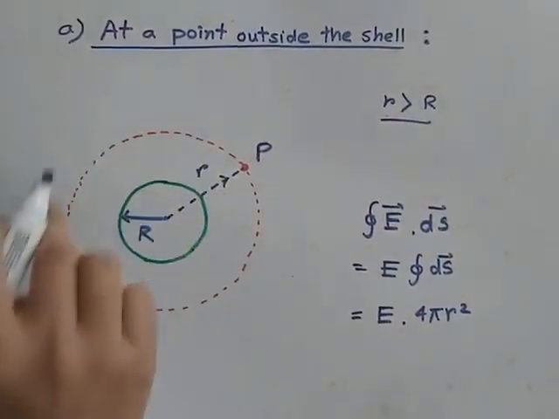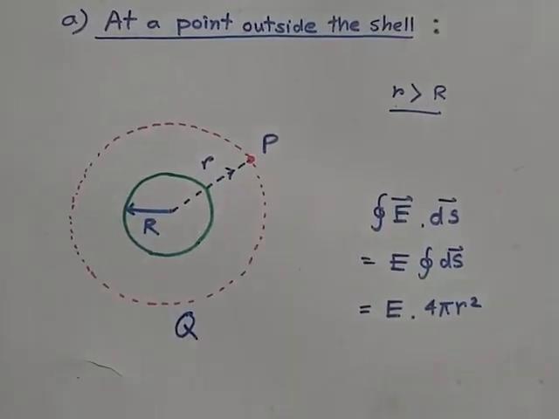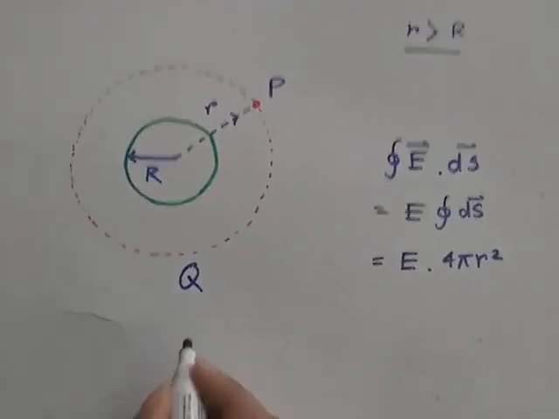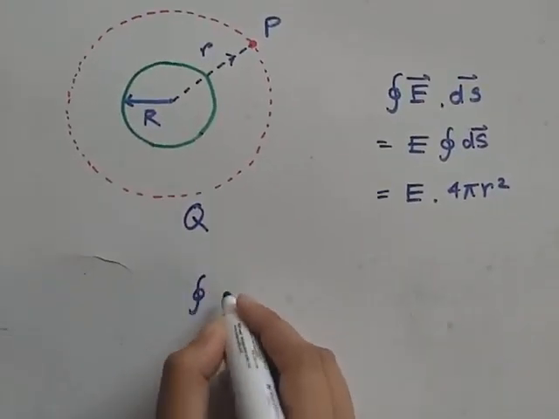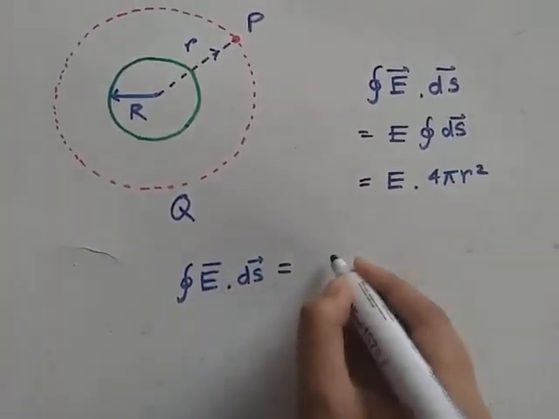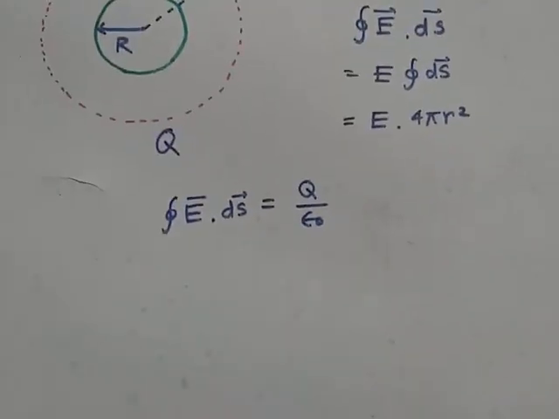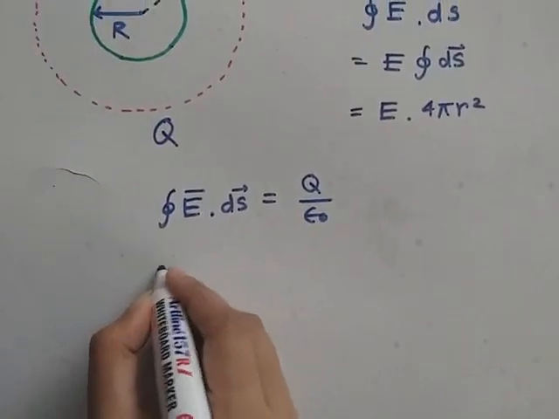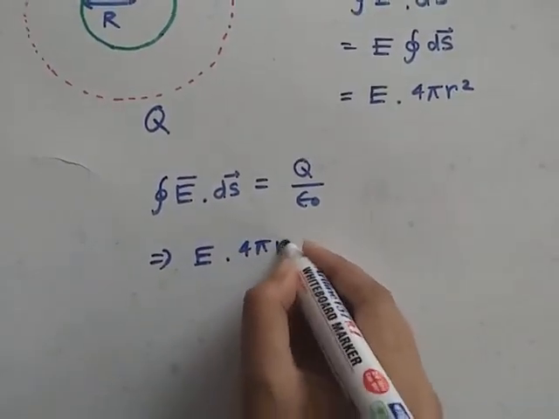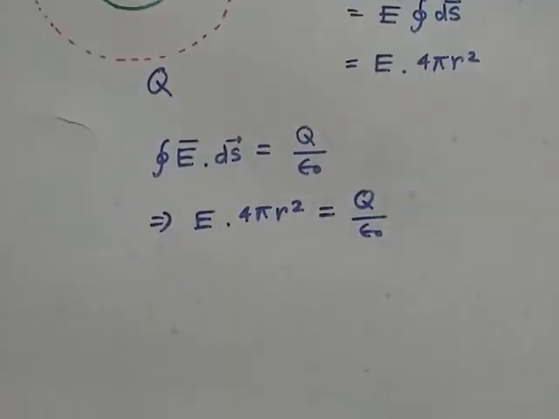And the charge enclosed by the Gaussian surface, we already know, is the total charge Q. Now if we apply Gauss's theorem, E dot ds is equal to Q by epsilon naught, and putting the value of ds here, E into 4 pi r square is equal to Q, the total charge, divided by epsilon naught.